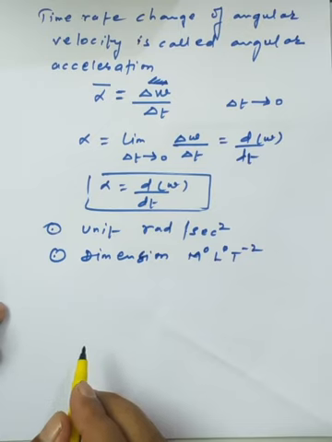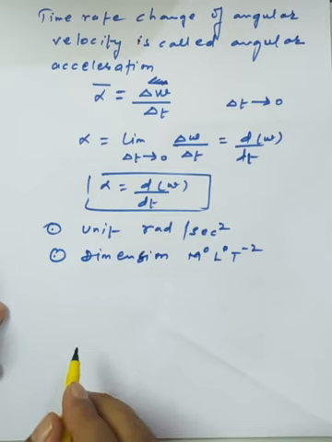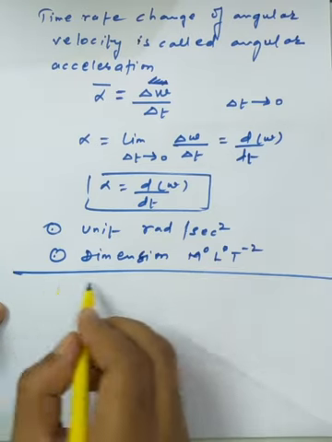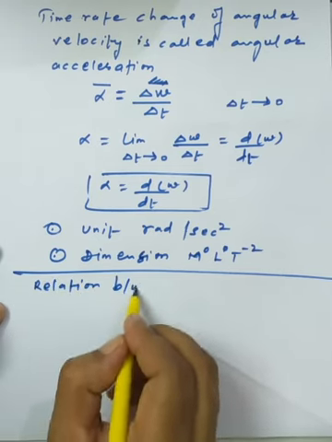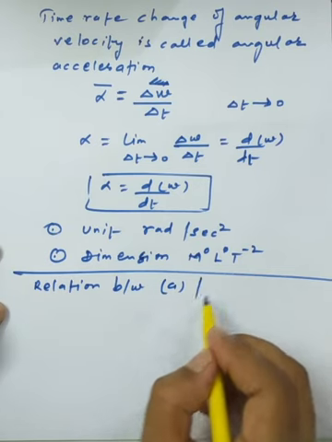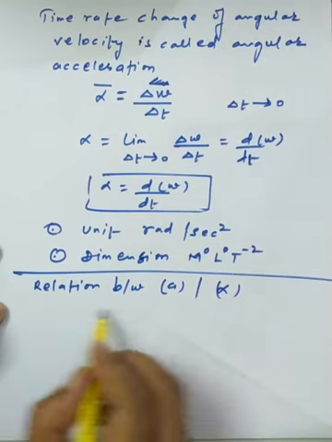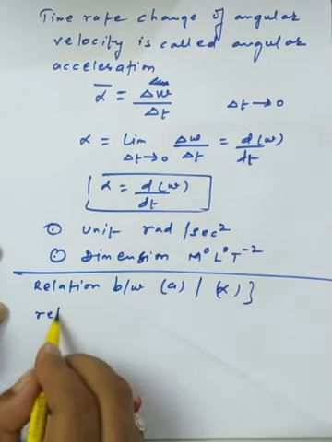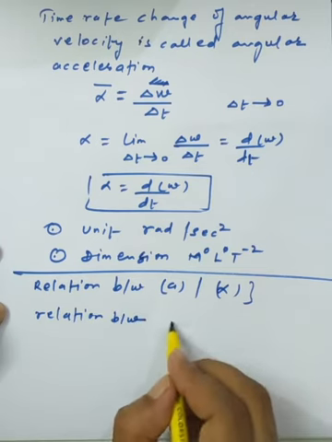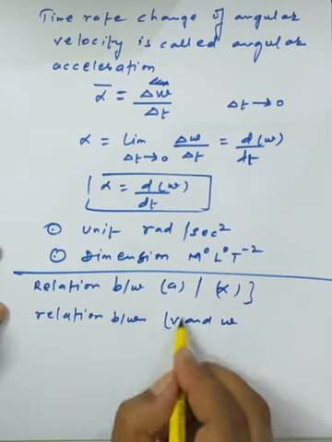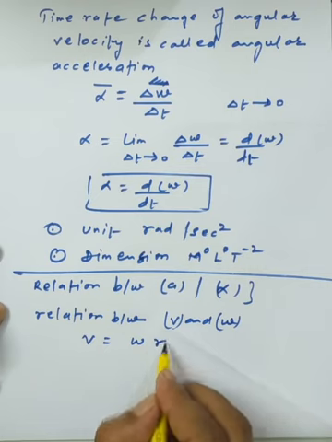Now the relation between the linear velocity and the angular velocity we have already discussed. Now we can discuss the relation between a, the acceleration, and alpha, the angular acceleration. The relation between v and omega: we already have v is equal to omega r. This is one of the relations we have.